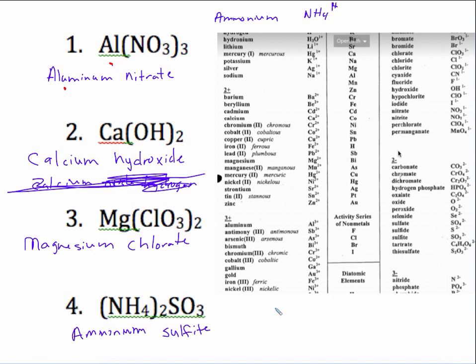Okay, so that's how to name polyatomic ions that are in ionic compounds. So ionic compounds with polyatomic ions. That's it.